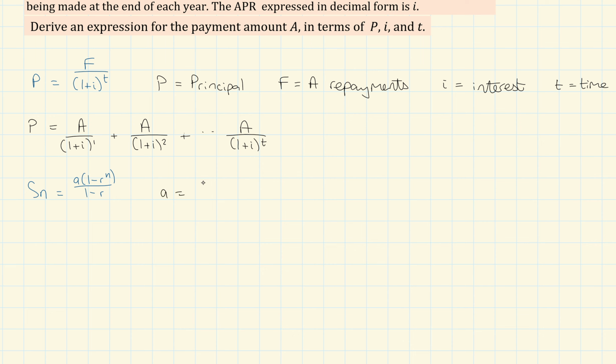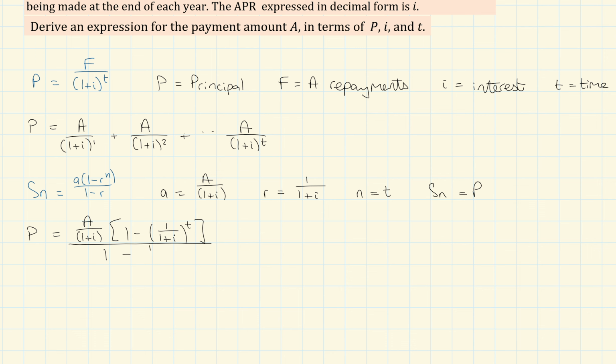So our initial term is A over 1 plus I. It changes each time by 1 over 1 plus the interest rate. And then for n, we always put in T. Okay, so for the sum to n, we know it's the principal, so we get P is equal to A over 1 plus I on, and this is where your brackets are important, just to keep it nice and neat, 1 minus r to the power of n, all over 1 minus r.